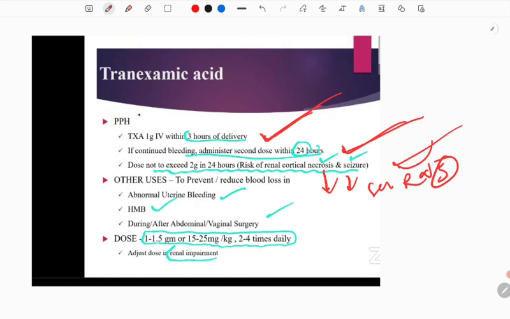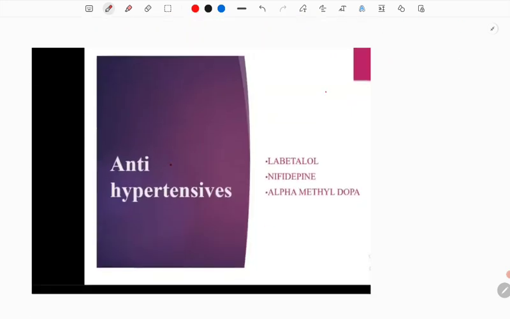Other uses: to reduce blood loss, abnormal uterine bleeding, heavy menstrual bleeding, during or after abdominal surgery, vaginal surgery. Dose 1 to 1.5 gram or 15 to 25 mg per kg, 2 to 4 times daily. Adjust the dose in renal impairment.